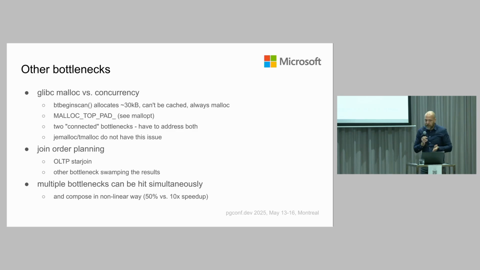There are other bottlenecks that haven't been visible in this query, but for example, if you have a simple star join OLTP query, you will have the same problem with join planning, because we have a very inefficient way to calculate the join order. And there are other bottlenecks that you can also hit, and we eventually need to fix all of them to improve the throughput.